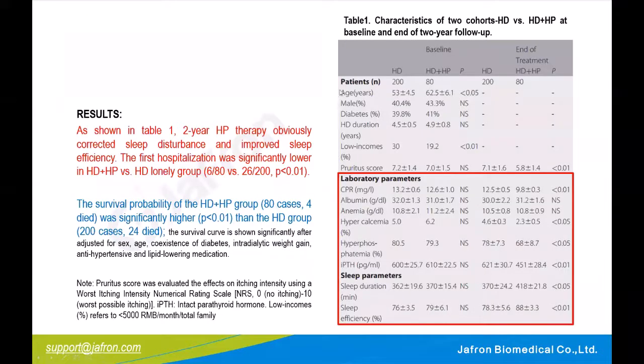Let's look at the result. Let's look at the table on the right side. We can see that after 2 years of hemoperfusion therapy, the sleep disturbance and also the sleep efficiency were significantly improved compared with the baseline and the control group.